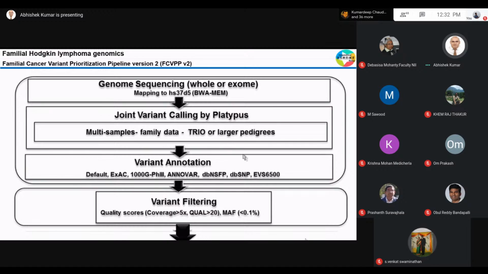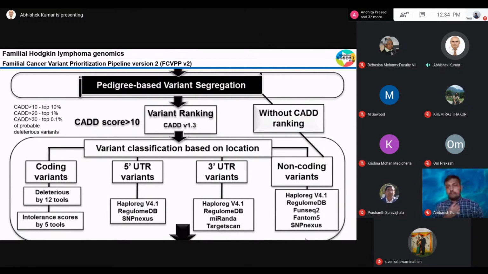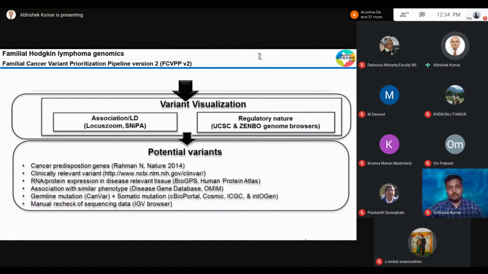And then we also cover the intolerance score. If you have a protein which has 1000 mutations, a 1001st mutation will not be a big difference. But if a protein has only 5 mutations, a 6th mutation will be critical, because the protein or gene is prone to have fewer mutations. Those scores were evaluated by 5 tools. Then we look at the regions of the 5' UTR and 3' UTR, for example where a microRNA will bind, and other regulatory elements, and for the non-coding region we combine a similar method. Then we evaluate these mutations on an association plot and a regulatory plot using genome browsers.